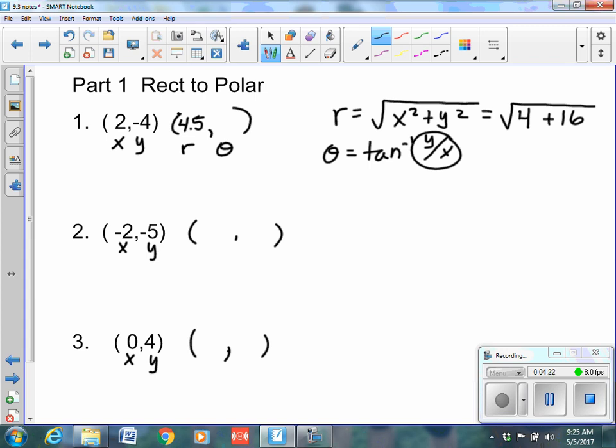I'm in radians, aren't I? Shoot. Let me switch over to degrees. Start again. Tangent inverse of y divided by x, 4 divided by 2.